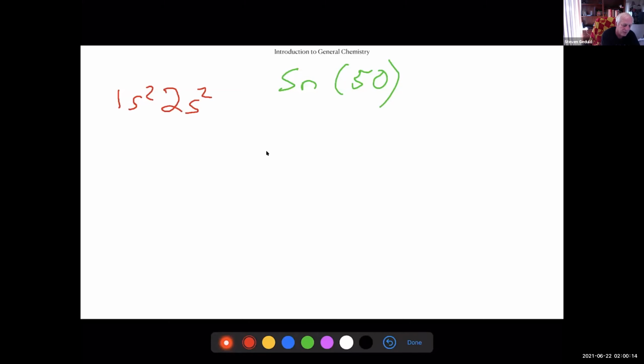Then you go across to the P's. P's start with 2p6. There's 6 across there. Drop down the next level. What's the energy level? What's that number left of the periodic table? Three, right? 3s2, 3p6. Going across, there's 6 that fill across the third. Then you go down to the 4th level. You've got 4s2.